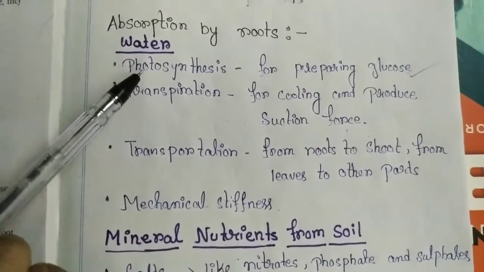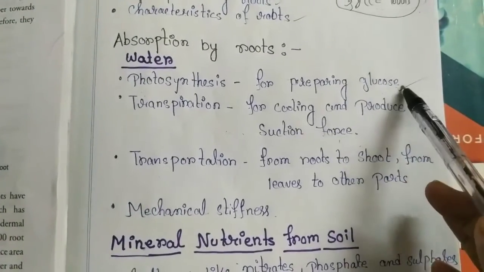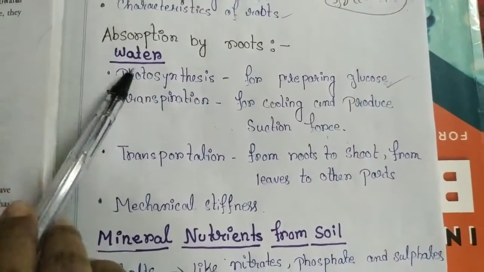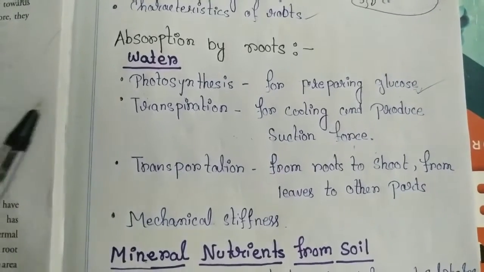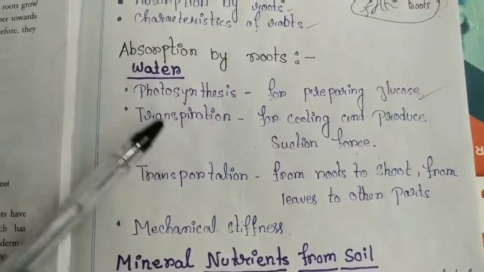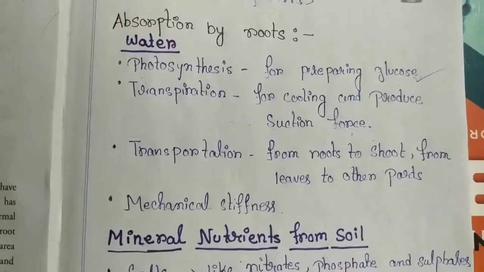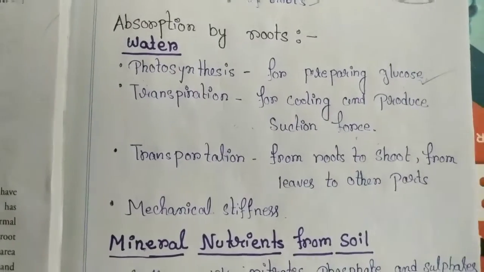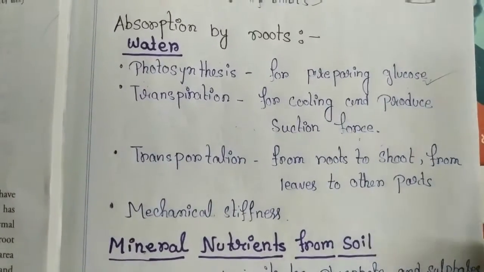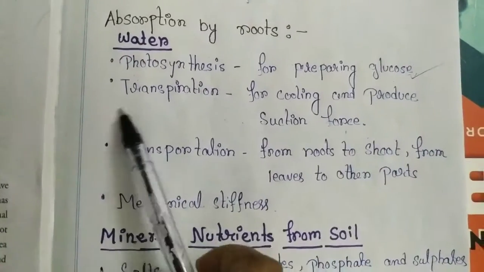The first point I have written is photosynthesis. As we already know, to prepare food, plants need water. To prepare glucose, the plant needs water. That's why absorption of water is needed for photosynthesis. Now moving on to the next point, transpiration. Transpiration is simply like sweating in humans. Like we reduce excess water from our body and keep our body cool. In transpiration, the excess water is reduced by the plant leaves for cooling, and it produces suction force.